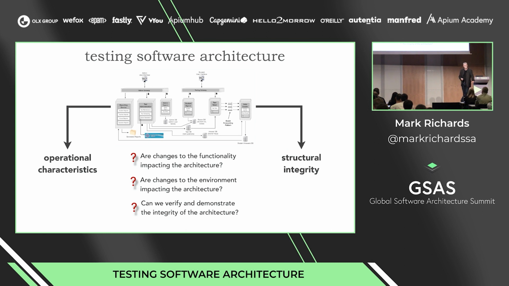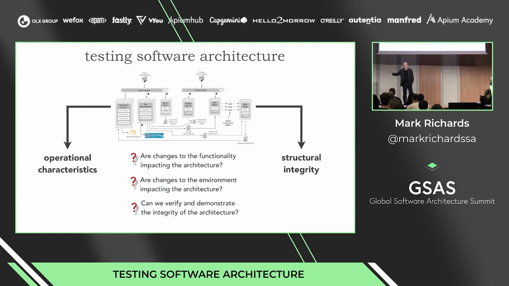So what we've seen in this little journey are a couple of things. First of all, testing the architecture is as important as testing the functionality. Number two, we can kind of test through operational characteristics. And we can also do entirely different tests based on the structural integrity of our systems.